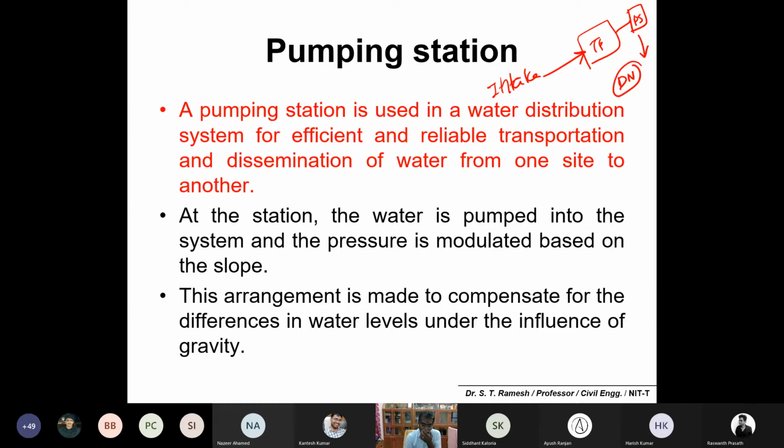So a pumping station is used in a water distribution network system for efficient and reliable transportation and dissemination of water from one site to another site.